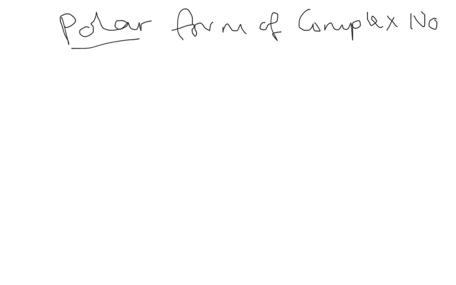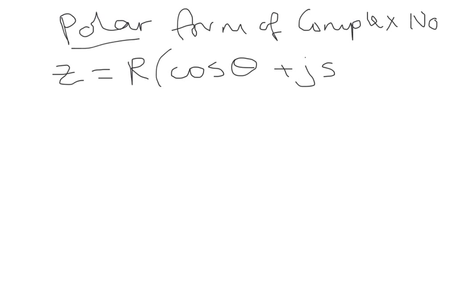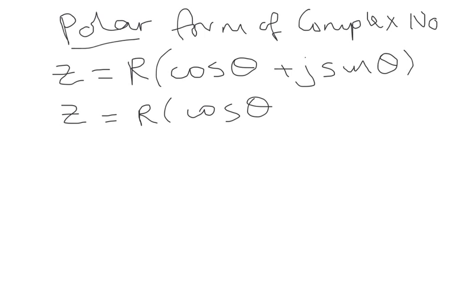Complex numbers, we can usually write this in polar form as r (cos theta plus j sine theta). It's also common to see this as r (cos theta plus i sine theta). Or we could do it like a vector, r angle theta.